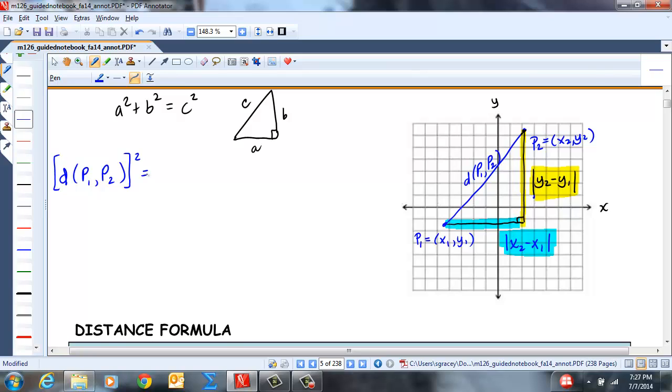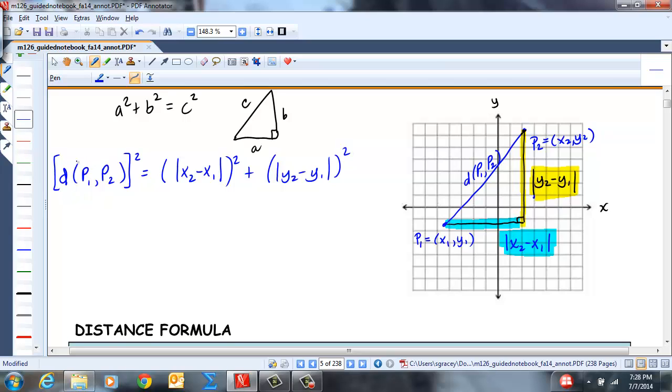So let's see what we have going on. We would have one leg of the triangle, the blue leg, is, let's write it like this, absolute x2 minus x1 squared. And then we'd be adding to that, good, absolute y2 minus y1 squared.